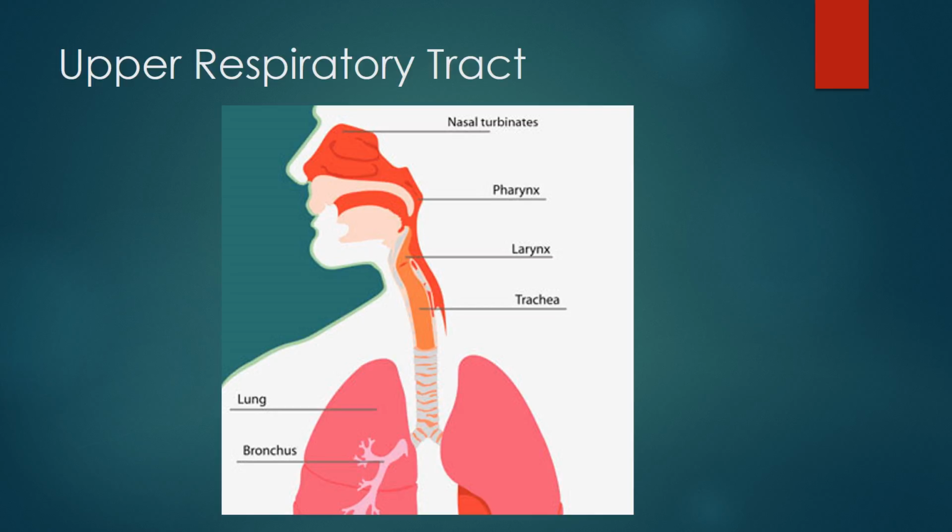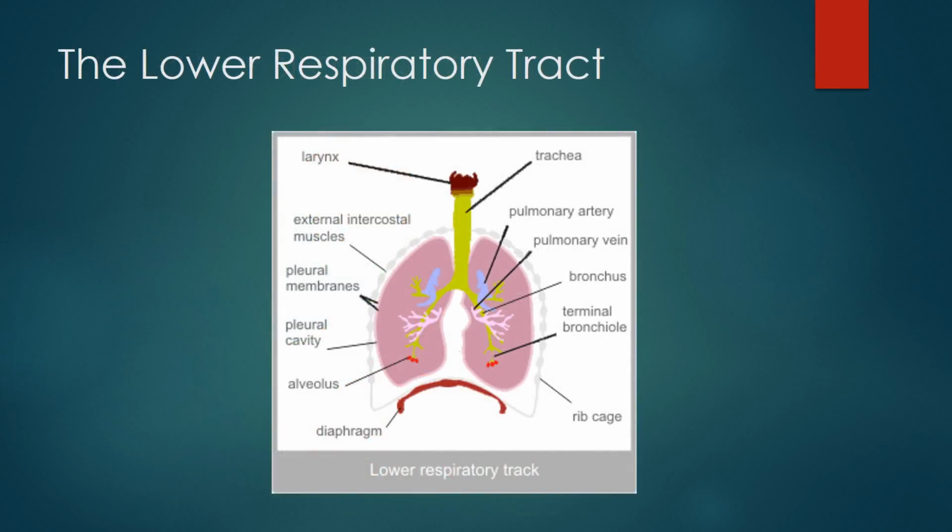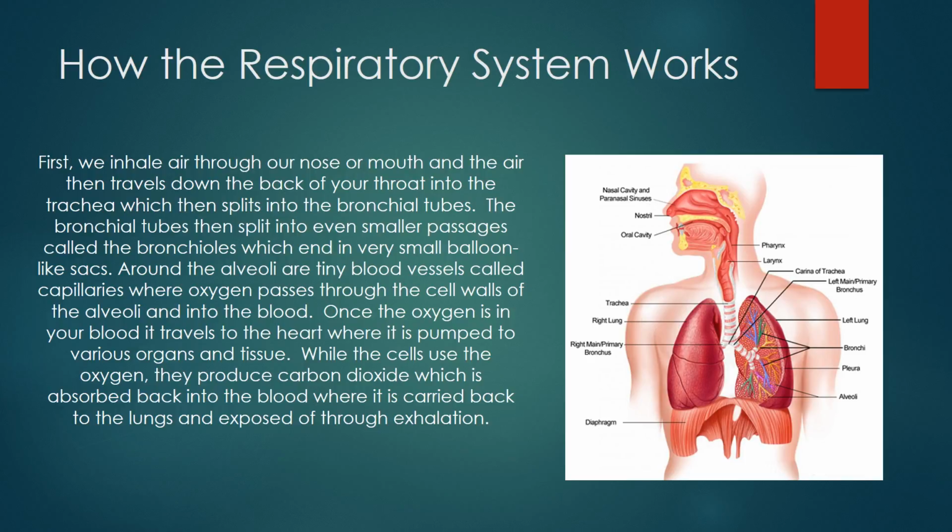Next, we will see how all of the respiratory system comes together. The upper respiratory tract consists of the nostrils, mouth, larynx, trachea, lungs, and bronchi. The lower respiratory tract consists of the bronchi, lungs, rib cage, diaphragm, and alveoli.